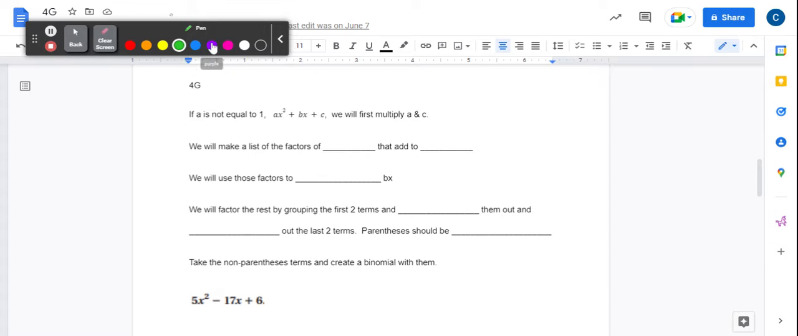Now, if a is not equal to 1, where we have ax squared plus bx plus c, it's a similar process. There are a couple of different ways to do it. I'm going to teach you guys the easiest way, in my opinion. The first thing we're going to do is multiply a and c, and we're just going to call it ac. Now we're going to make a list of factors of ac that add to b.